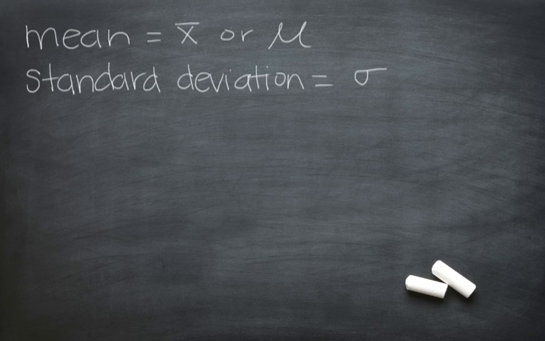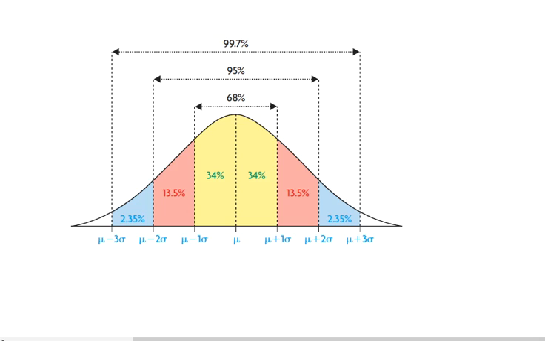Both of these are important for normal distribution because normal distribution depends on the mean and the standard deviation. Normal distribution means that all of the data is symmetrical about the mean. The mean is like the middle point of the data, and everything else is symmetrical around it, and certain percentages fall within a certain standard deviation of the mean. So we'll just look at that.